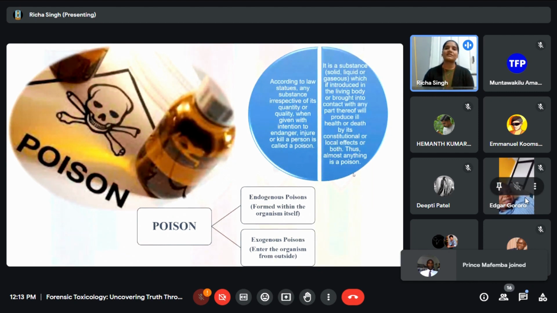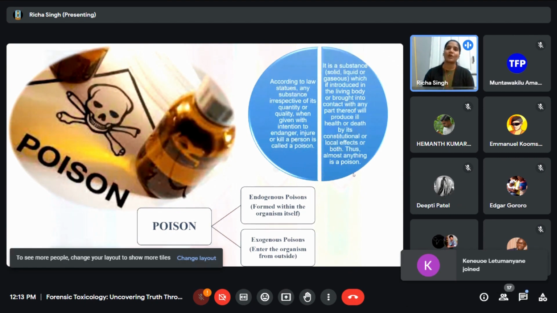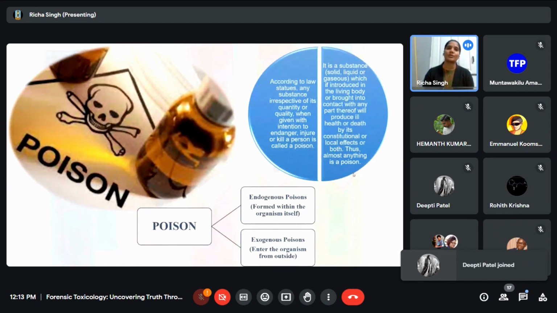Now, what is that thin line difference? It comes from the dose, the amount that has been administered to the person. That will define whether that substance will act as a poison or as a remedy. Let's take an example here. We are very aware of the tablet paracetamol, which a person usually takes if he or she is suffering from fever. Let's say 250 mg or 500 mg of paracetamol acts as a remedy or as a medication to a person.